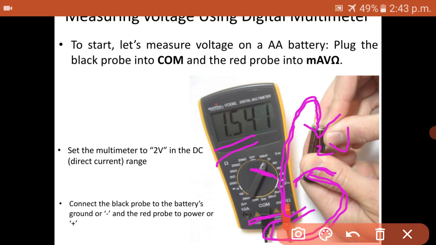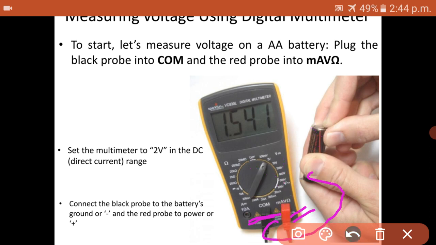To start, let's measure the voltage of a battery. Plug the black probe into common, like this, then the red probe to the milliampere volt ohm. Set the multimeter to 2 volts in the DC range. Here we can see this is the DC voltage and the AC voltage is here. Connect the black probe to the battery's ground, negative, and the red probe to the power, positive. By this process we can measure the voltage of a cell or battery.